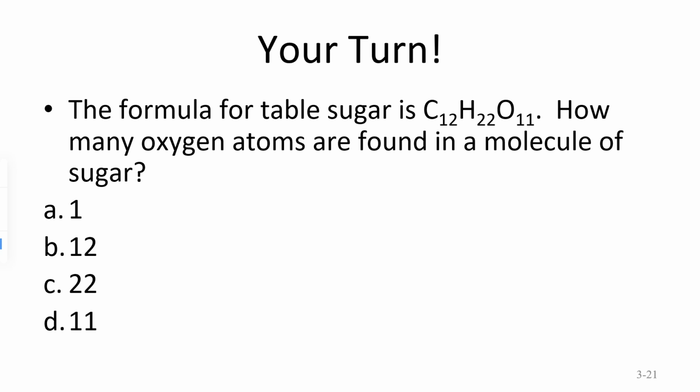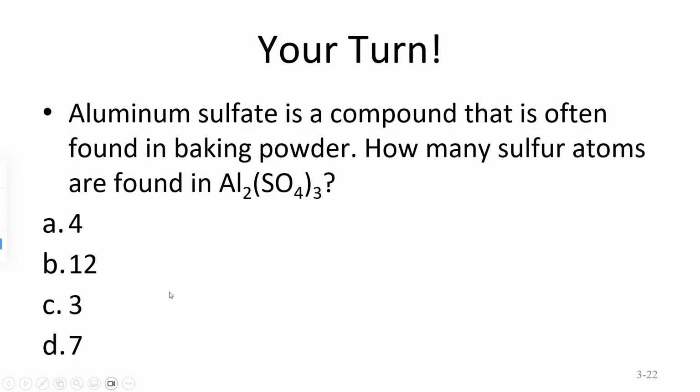The formula for table sugar is C12H22O11. How many oxygen atoms are found in a molecule of sugar? Okay, so let's look at this formula. We see the 11 here. 11's next to the oxygen. The answer would be D, 11.